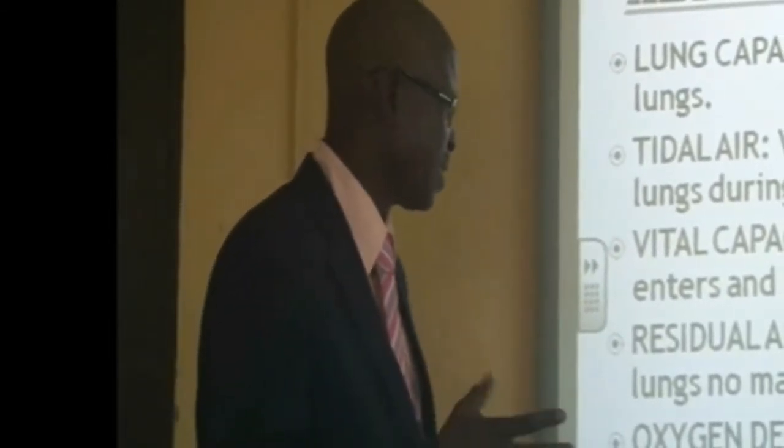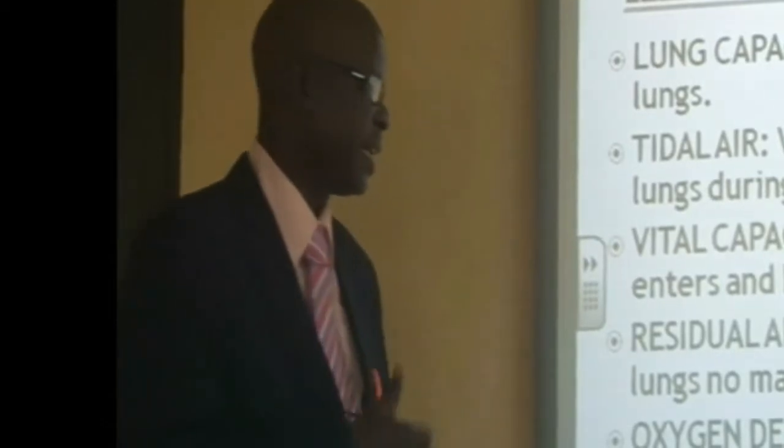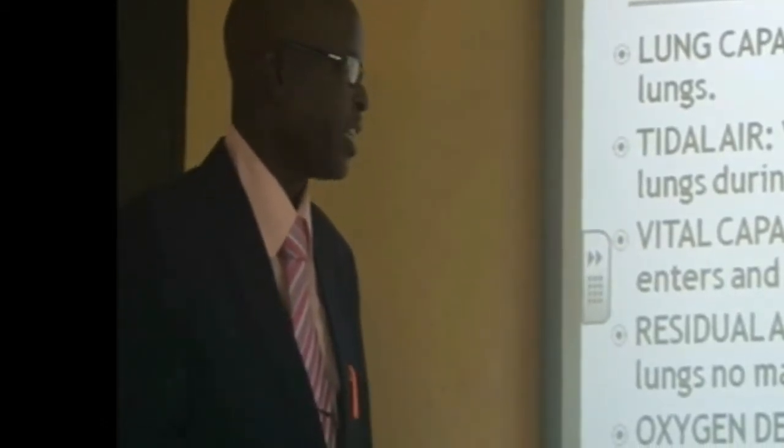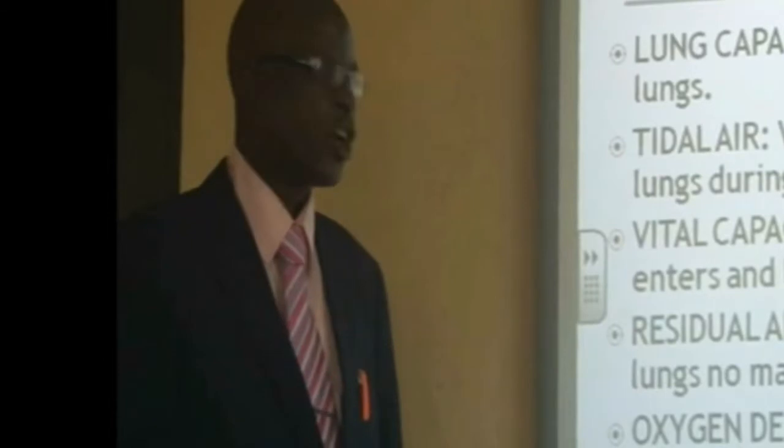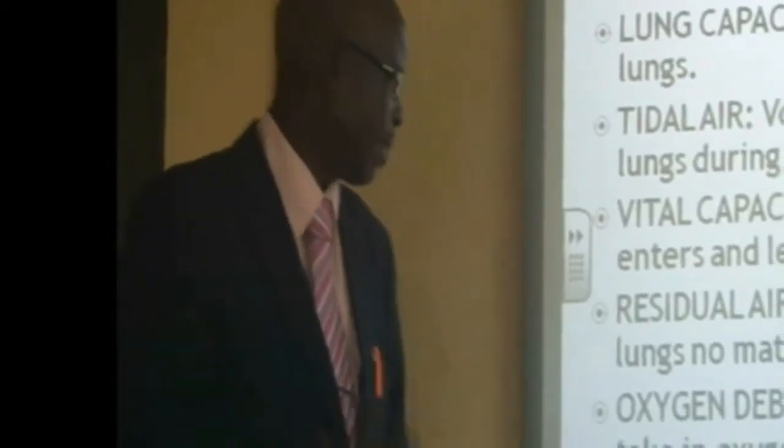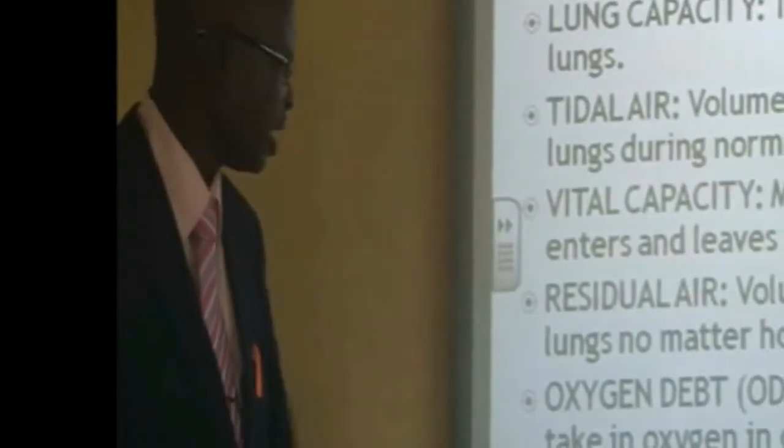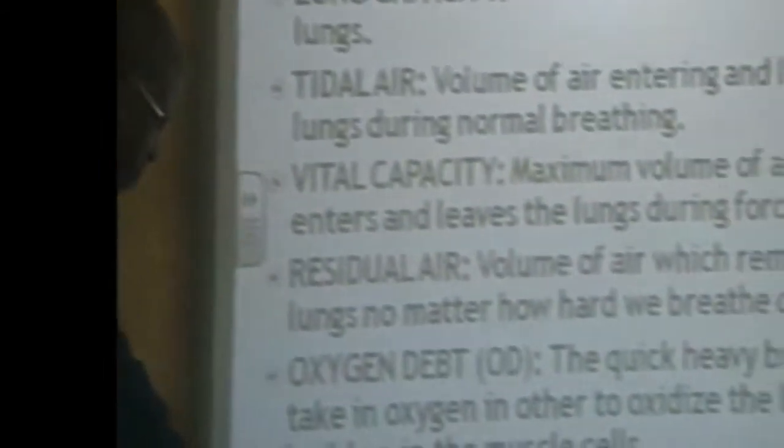And because of this, we have what's called the oxygen debt. So the quick, heavy breathing, which takes in oxygen in order to reduce the amount of lactic acid built up in the muscles, is what's called oxygen debt.